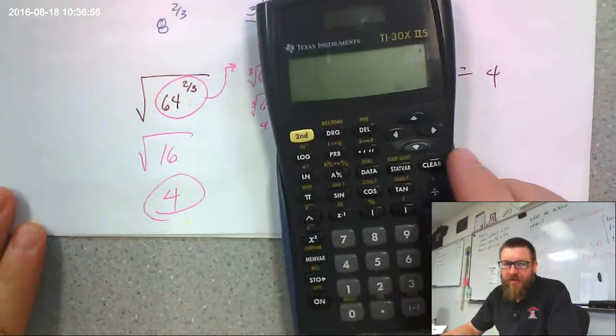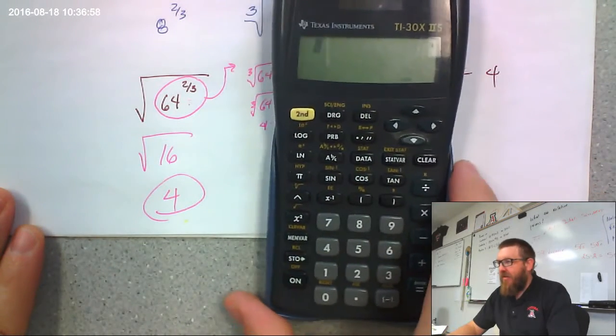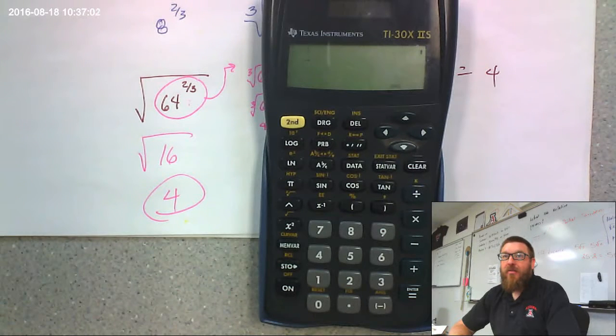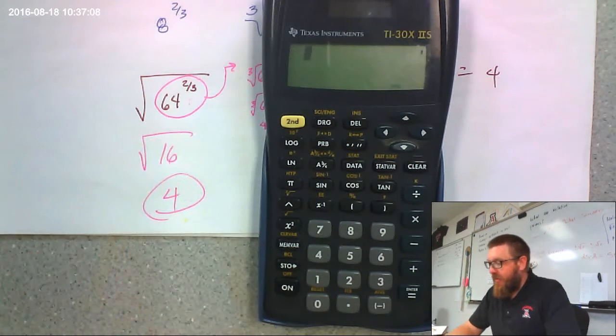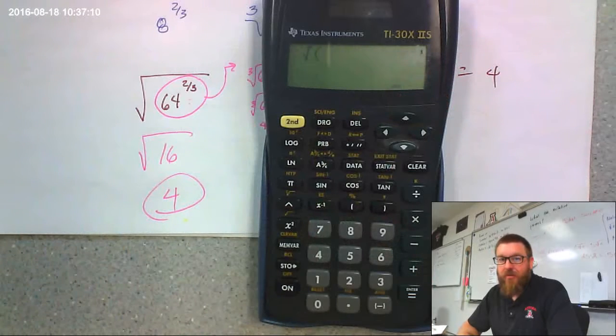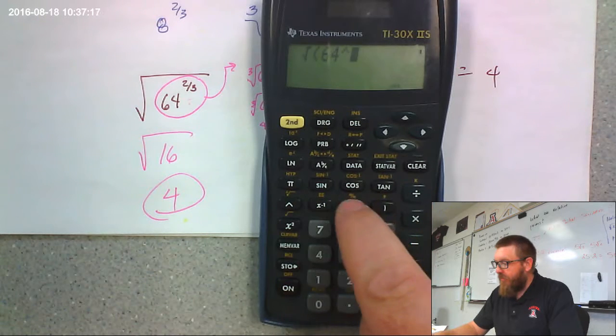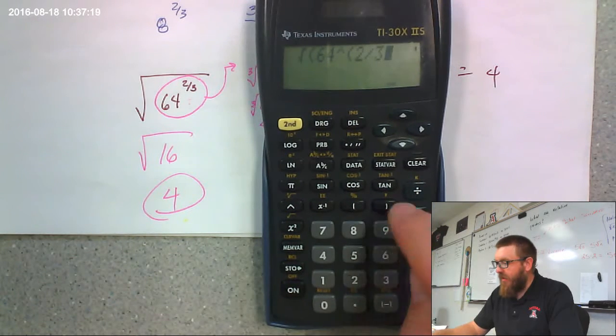Can you guys see the numbers on the calculator? Okay, watch this. Using a calculator is one of the things that students have a lot of difficulty with, actually. I'm going to type this in the calculator. I'm going to go second square root. So there's the square root symbol. You see the parentheses? 64 to the power of parentheses 2 divided by 3.